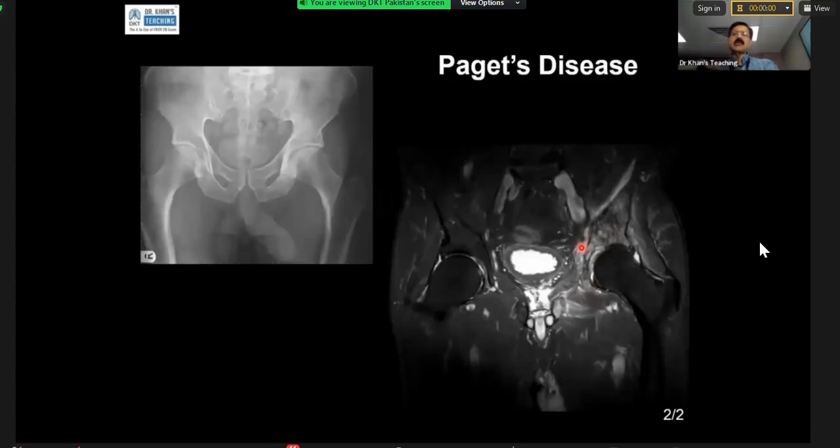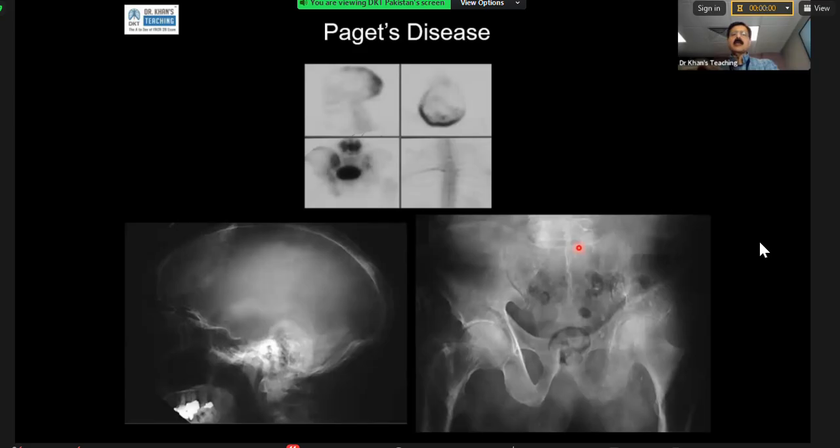MR signal on Paget's all depends on the stages. Nobody will show you an MR for Paget's unless there is malignant transformation. But the point is that you have to develop your eyes on a plain film. And please beware of nuclear scans, because they can show you a PET scan or bone scan in which there will be multifocal uptake.